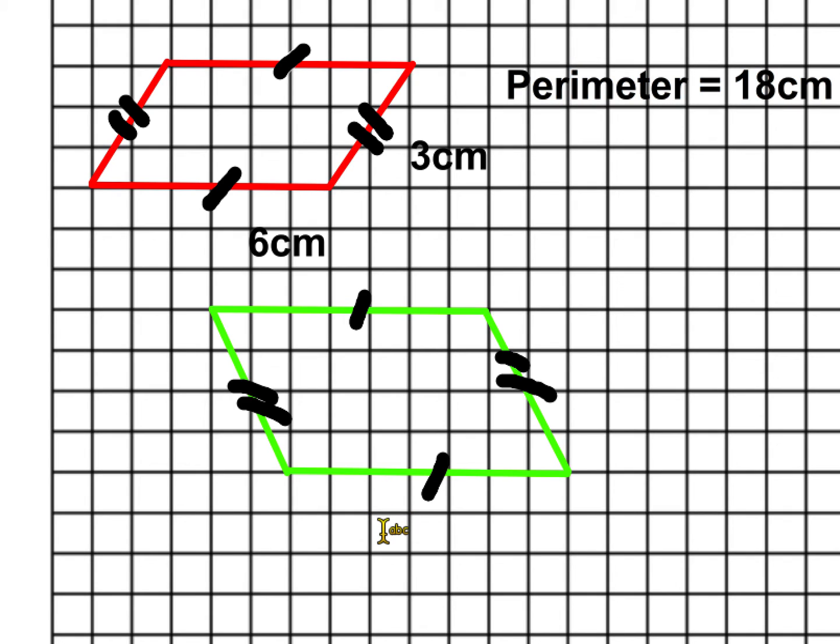This time we've got the long side is 7 centimetres and the short side we'll say is 5 centimetres. If we're measuring the perimeter, remember we're going to say 7 add 5 and double it because this is a 7 and this is a 5. So the perimeter of this parallelogram is 7 add 5 is 12, double it, 24 centimetres. Okay, remember when it's a perimeter, it's a length, so it's simply centimetres.